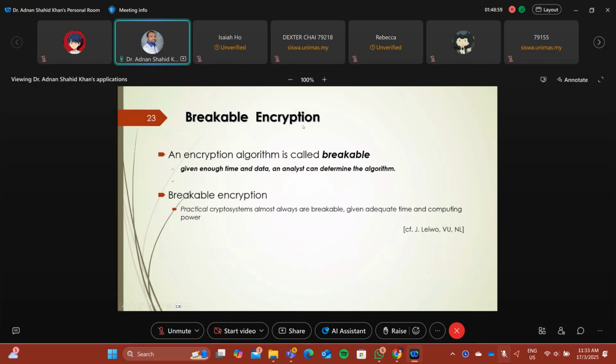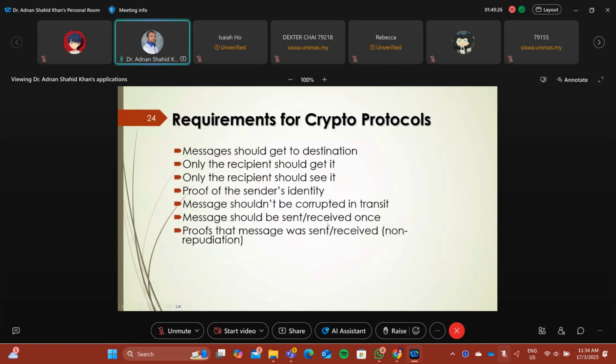Breakable encryption. An encryption algorithm is called breakable if, given enough time and data, analysts can determine the algorithm. Practical crypto systems are almost always breakable, given adequate time and computing power. This is a universal truth.